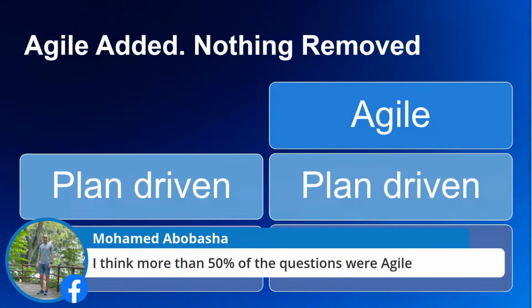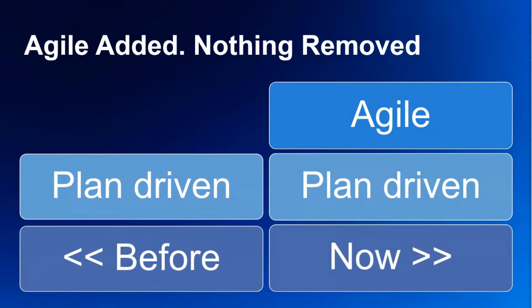I think more than 50% of the questions were Agile. Mohammed, again, PMI in its own rules and regulations says 50% of the questions on the exam are Agile/hybrid, and that's what it is, right? Could it be 51, 52? Of course. But yeah, I don't think that is going to be that much of a difference.